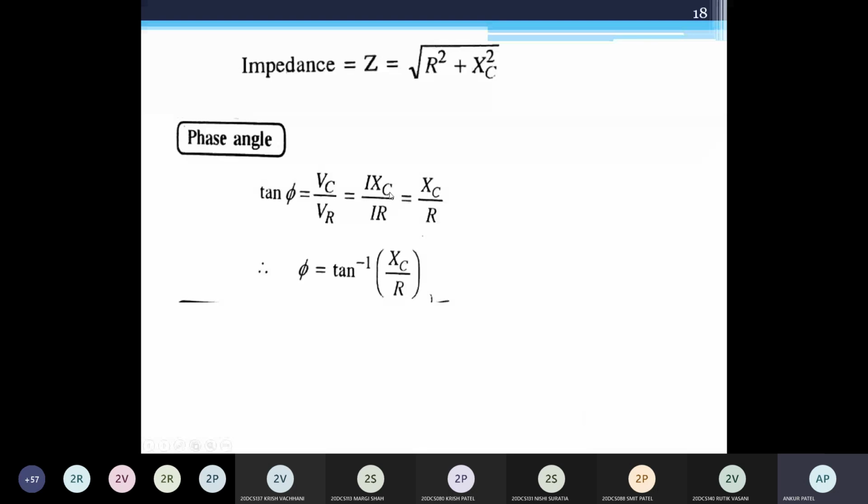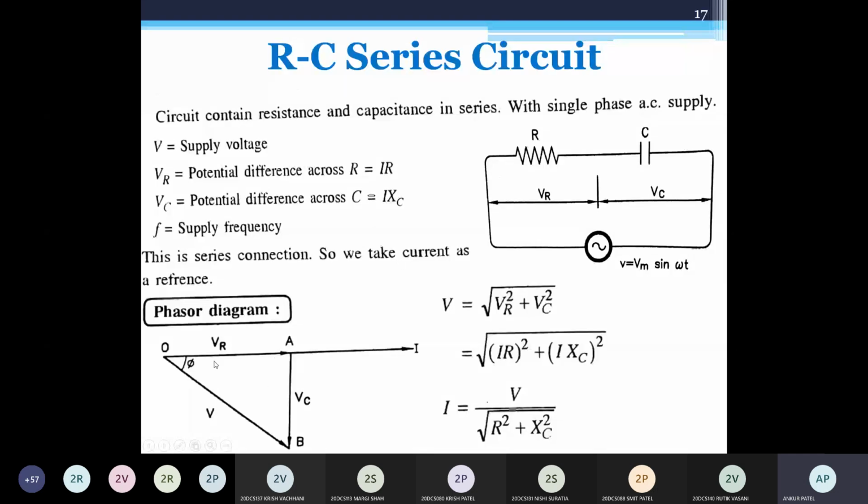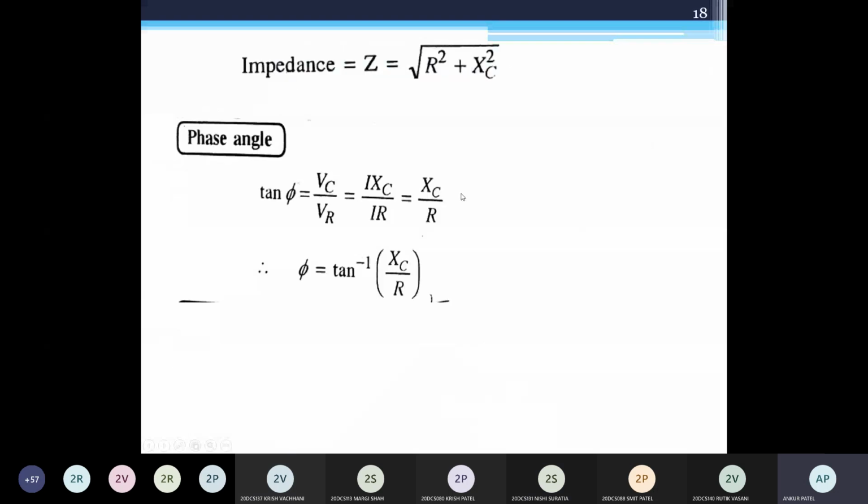Now tan phi, according to the phase angle. So tan phi equal to VC by VR. We know VC and VR, so by substituting this, we have XC by R. So phi equal to tan inverse XC by R. So this phi is the phase angle of the circuit. Don't be confused: this is tan phi and this phi is your phase angle, which is represented in degrees.